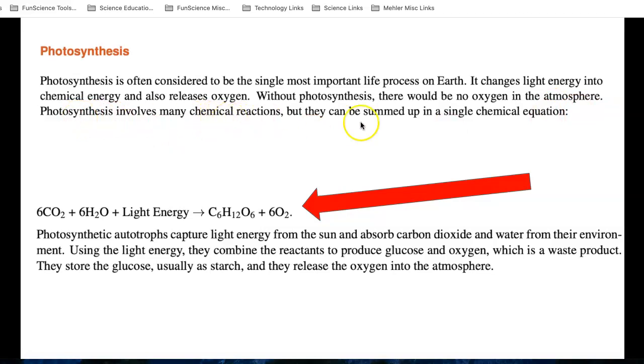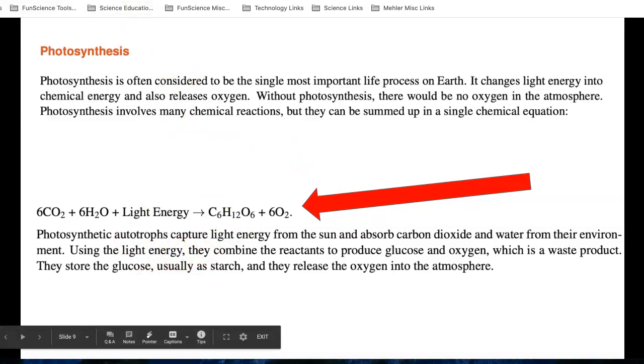Photosynthesis involves many chemical reactions, but they can be summed up in one equation. Here's the equation. 6 carbon dioxide molecules with 6 water molecules, along with light energy, will produce 1 molecule of glucose, C6H12O6, and oxygen. Oxygen is a waste product of photosynthesis. So make sure you read this and understand this carefully.